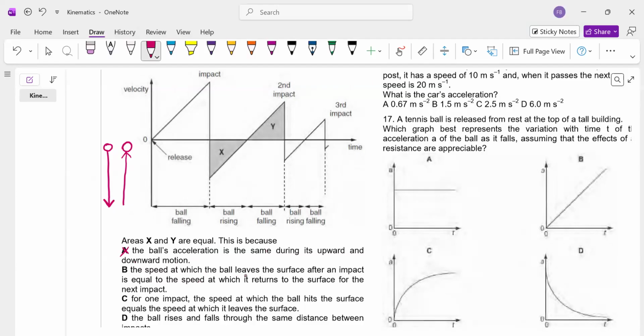Then, the speed at which the ball leaves the surface after an impact is equal to the speed at which it returns to the surface for the next impact. This is also wrong because the speed cannot be the same.